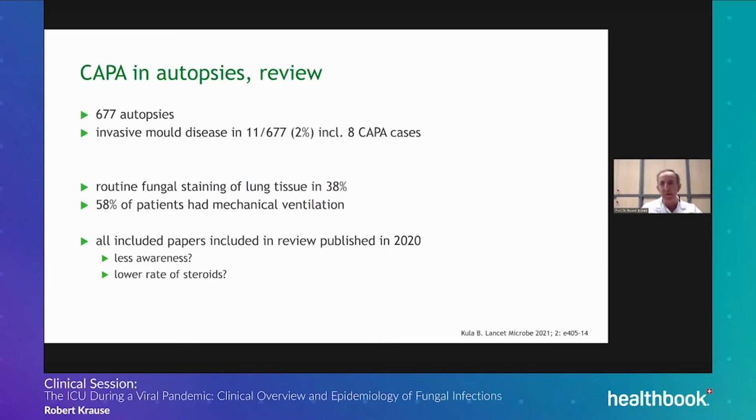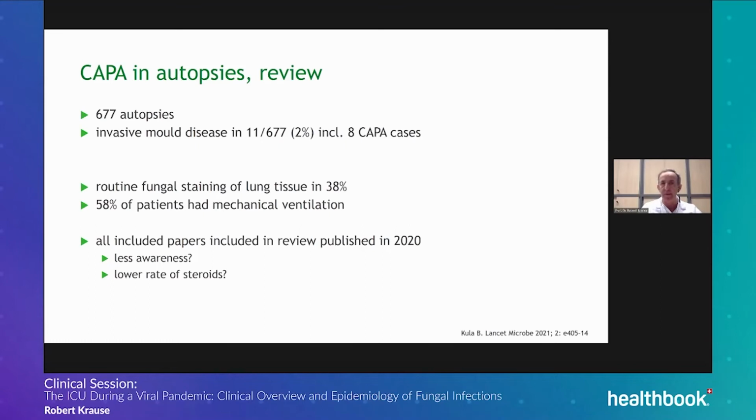So the investigation was not done in every patient, and only 58% of patients had mechanical ventilation, so not very severely ill. So maybe there was less awareness at this time point, and maybe there was also a lower rate of steroids at this time point, because the studies introducing steroids in the treatment of COVID-19 were published in this time period. So maybe this was also a factor that was accountable for the low rate of COVID-19 associated pulmonary aspergillosis in these studies.